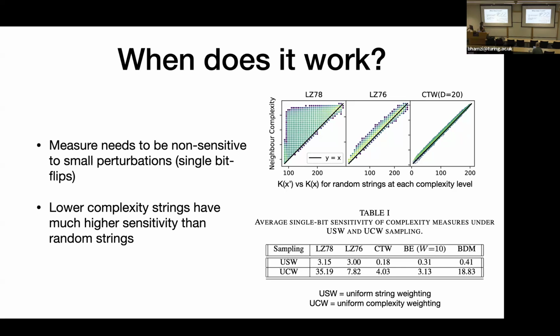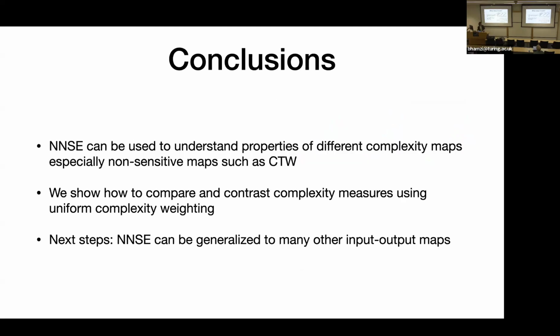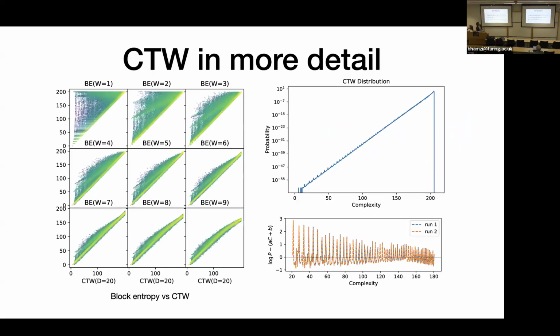You also have to measure sensitivity by averaging over the entire complexity range. So if you just look at the random strings, like typical strings, you'll observe very low sensitivity. But actually, if you look at strings with lower complexity, the sensitivity increases by a lot. So that's what's really important for this method to work: low sensitivity in the intermediate complexity regimes. So CTW has very low sensitivity, and that's why we can actually get really good results for CTW.